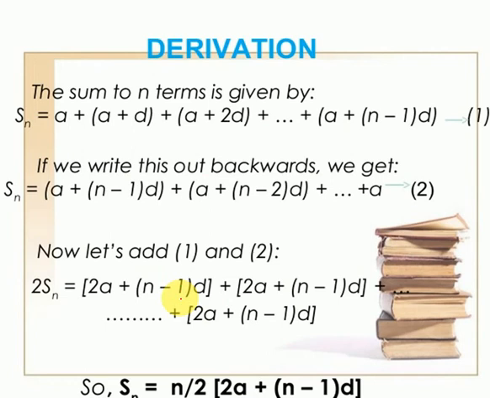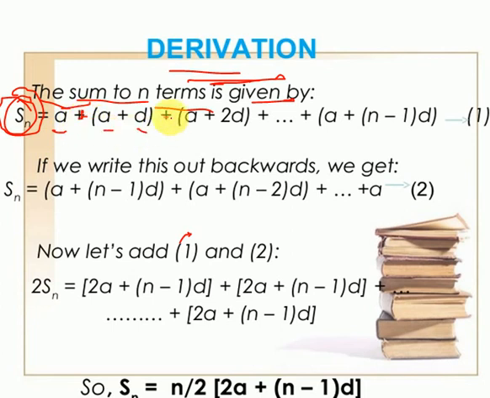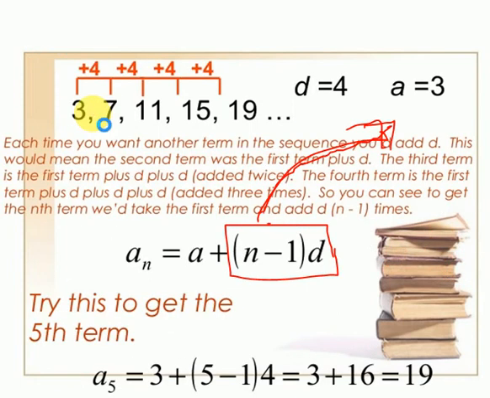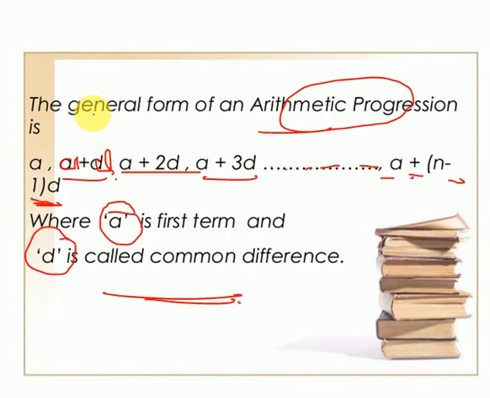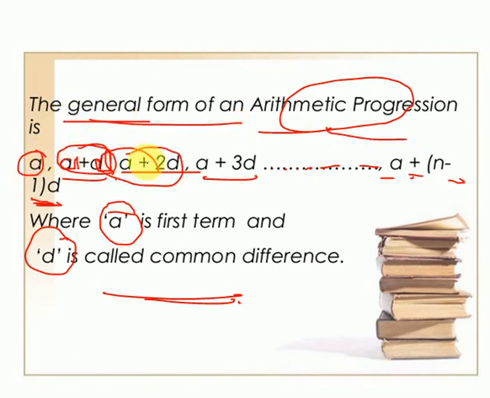Okay, now the next, here you can see we have to find the derivation. So how did I find that Sn is equal to n upon 2 into 2a plus n minus 1 d? The sum of n terms is given by, if I have to find the sum of the terms, I will write like this: a plus d plus a plus 2d plus so on, right? In the previous slides we have seen that the general form of an arithmetic progression is a, a plus d, a plus 2d, a plus 3d.